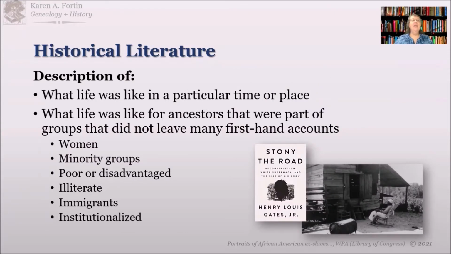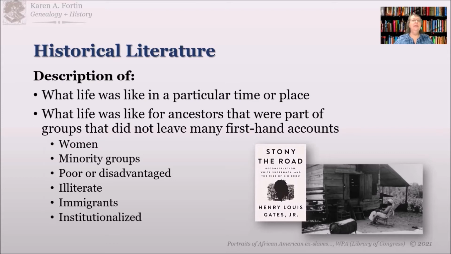Historical literature can provide descriptions of what life was like in a particular time or place. One of its most important features is that it can provide information about what life was like for ancestors that were part of groups that did not leave many firsthand accounts. Much of the historical record was created by wealthy men, and they usually only wrote about what was important to them and what their lives were like. And other people who were around them often did not get included or were written about very superficially.